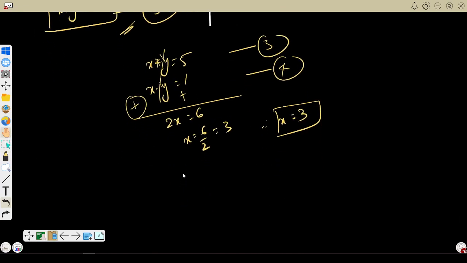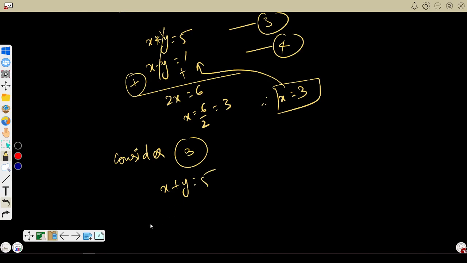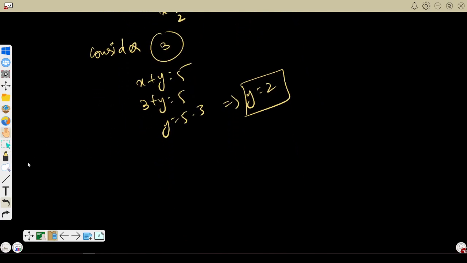Now we need to find the value of y. In the elimination method, if you know the value of any one of the variables, you substitute the value of the variable in any one of the equations. So I will consider equation 4. Consider not 4, we'll go with equation 3, which is x plus y is equal to 5. I replace x with 3. 3 plus y is equal to 5. So y will be 5 minus 3, which is y is equal to 2. This was the solution. We'll write a statement.